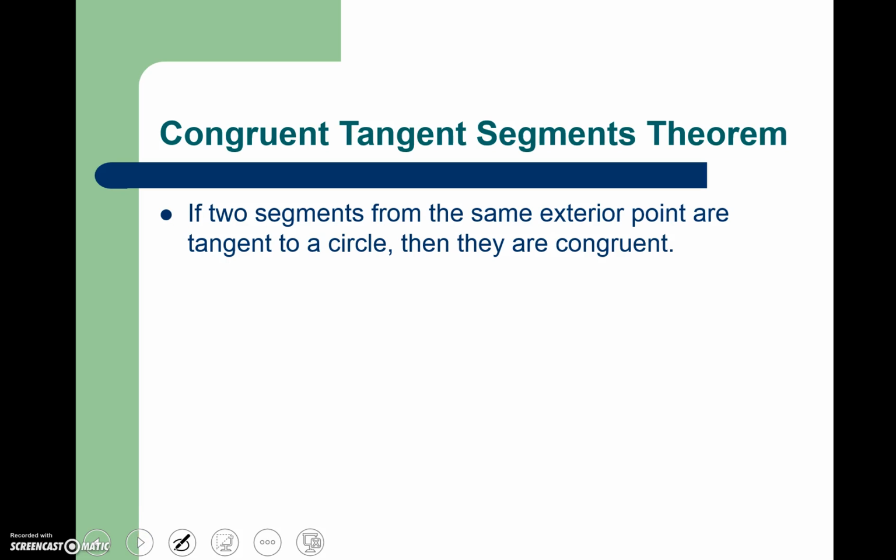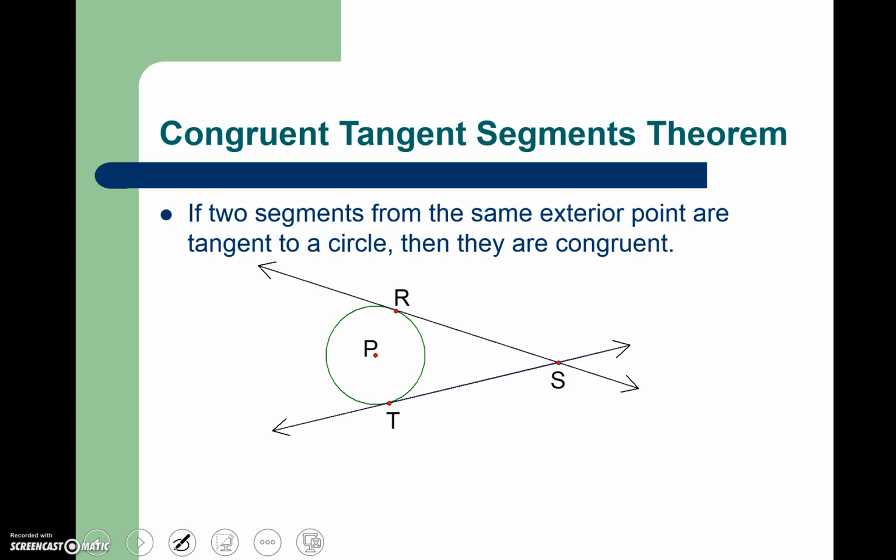Our next theorem: if two segments from the same exterior point are tangent to a circle, then they are congruent. What this is saying is I've drawn in two tangent lines, and I can tell they're tangent because they're intersecting only at one point. The distance from R to S and T to S, those two distances are going to be equal. So that's exactly what it's saying down here. If line SR and ST are tangent to circle P, then segment SR is congruent to segment ST.